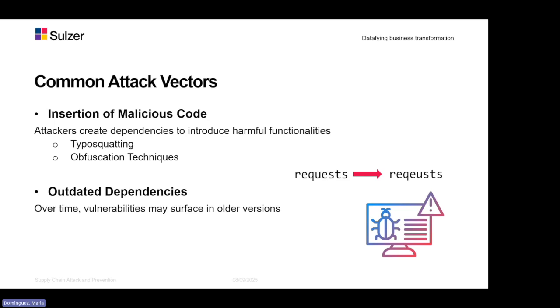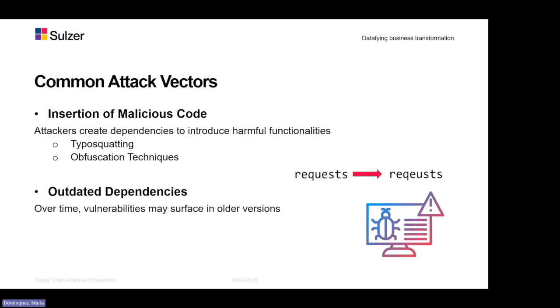So for example, if we want to use the dependency requests, sometimes we misspell it, we can write it like this. So the intruders take advantage of this and they create libraries like this one. So if we misspell it, as I said, in a configuration file, in the dependencies file, we can mistakenly download these files.